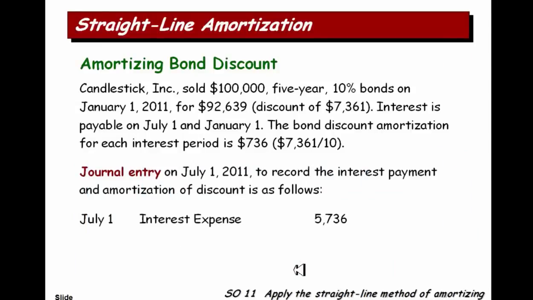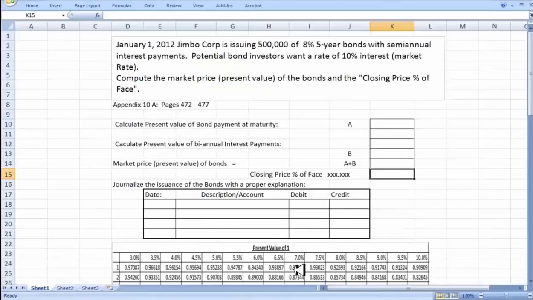So July 1, we had interest expense of $5,736, discount on bonds payable $736, and a credit to cash of $5,000. So now let's take a look at our problem. We're issuing a $500,000 bond. I'll put that here, and it's an 8% bond, but we're demanding a 10% rate of interest.